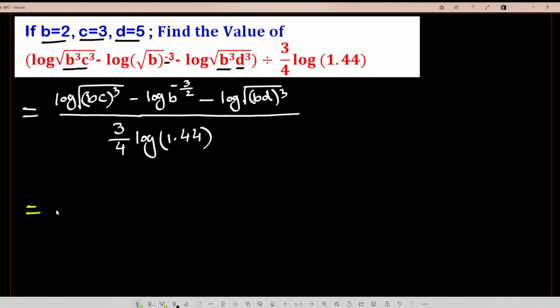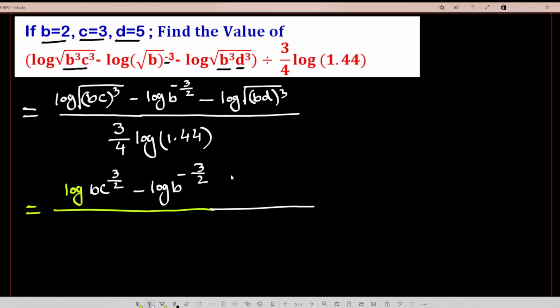Now we can omit this root sign, so we can write log b c, once we omit the root sign it will become to the power 3 by 2, minus log b to the power minus 3 by 2, minus similarly log b d to the power 3 by 2, and here this is 3 by 4 log 1.44, this one we can write 144 divided by 100.